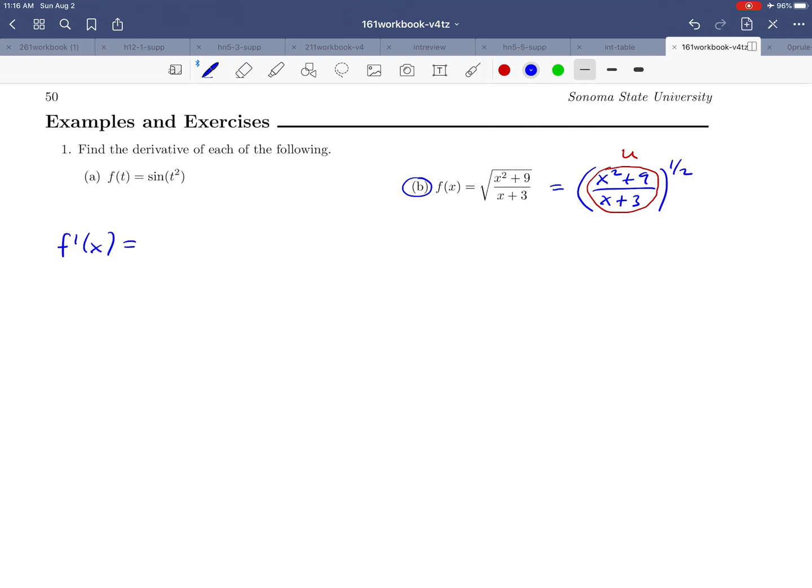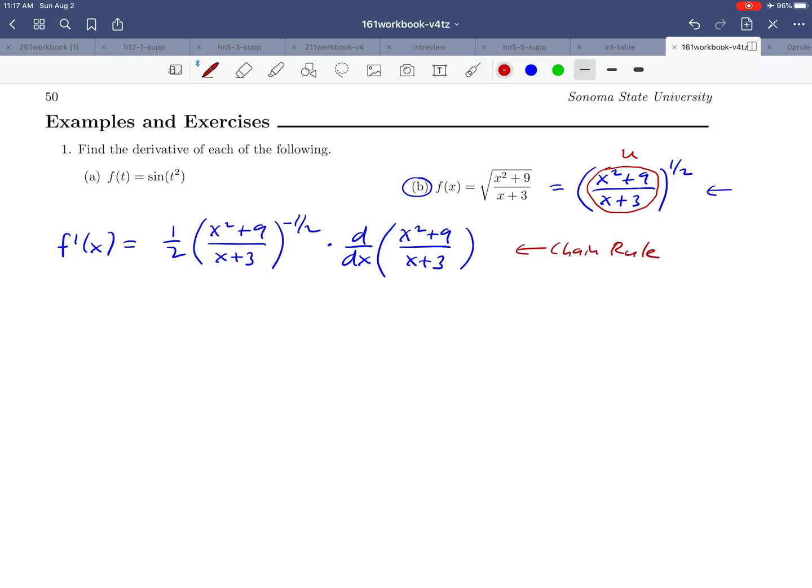When we take the derivative of that, we're going to start with a chain rule. If you look at that whole function u to the 1/2, how do you take the derivative of u to the 1/2? Well, you get 1/2 u to the negative 1/2, and the u is that entire fraction. That's the first piece of the chain rule. What's the second piece? Well, the second piece says we need to take the derivative of just the u. So we've just applied the chain rule at that first step.